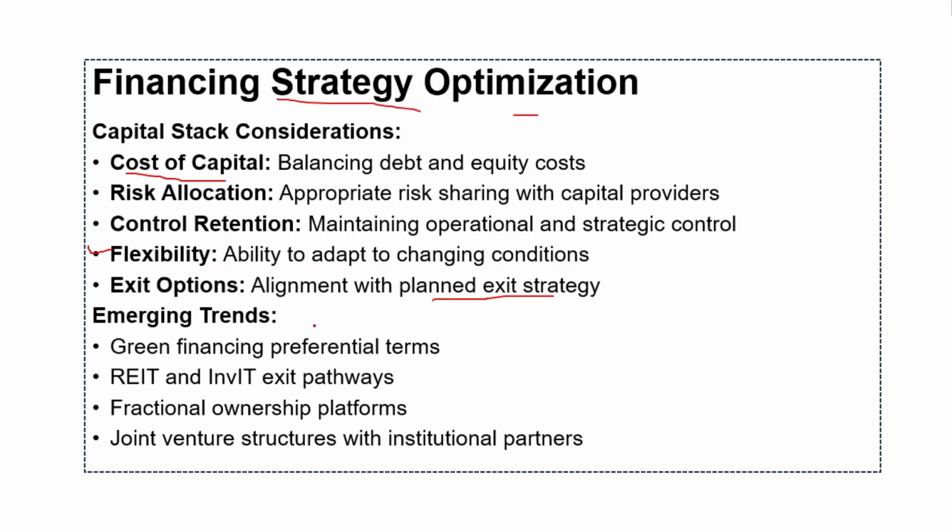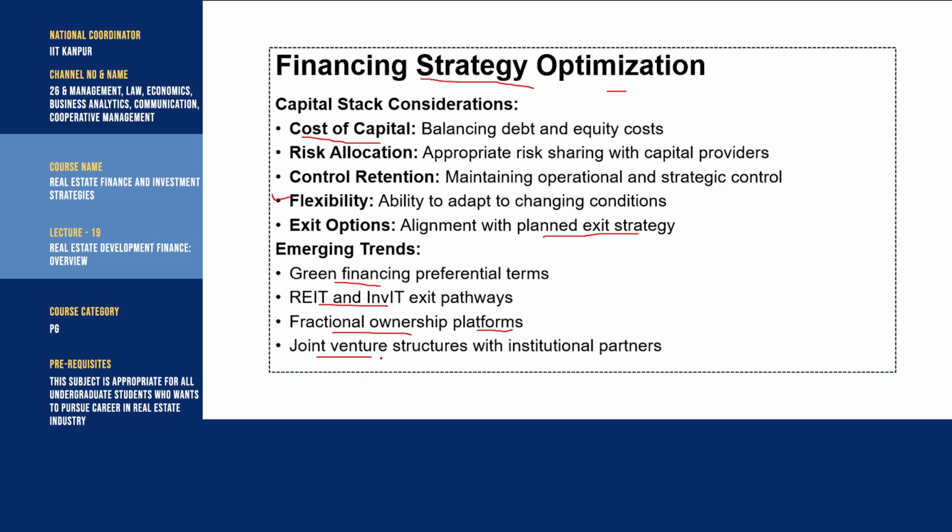And there are certain emerging trends we should be aware of. Green financing, REIT and InvIT we have discussed. Fractional ownership platforms, we discussed in a previous class that co-ownership platforms are coming, so they can also provide good funding opportunities. And joint venture structures with institutional partners, especially foreign institutional investors, can be a good opportunity.